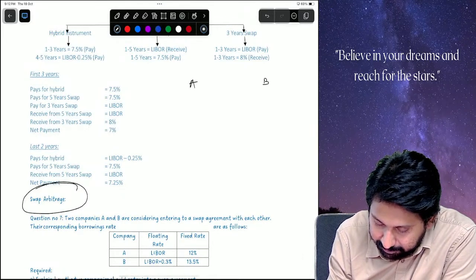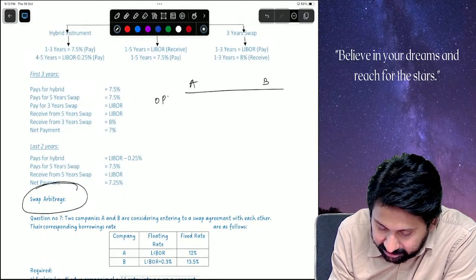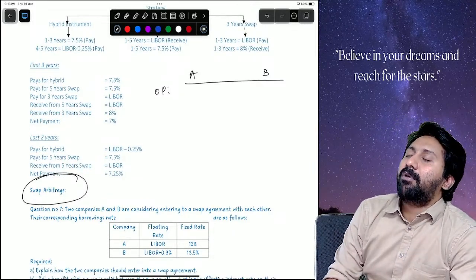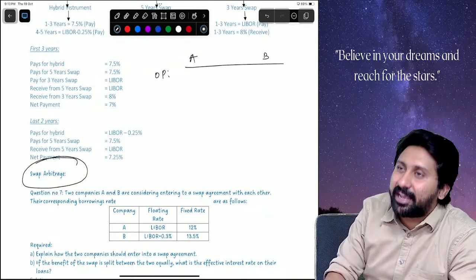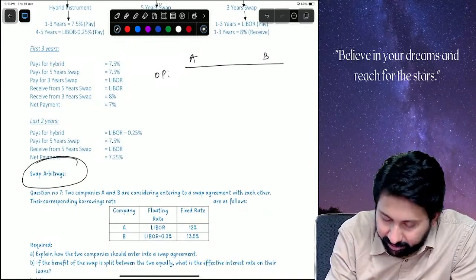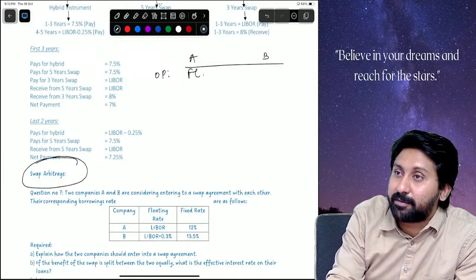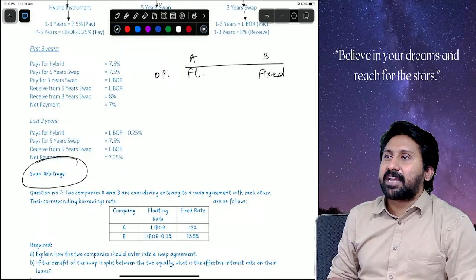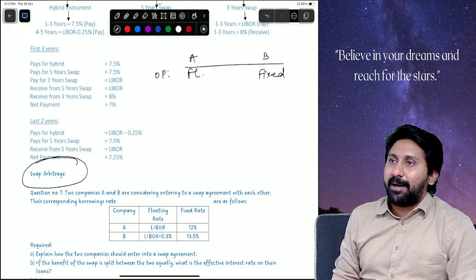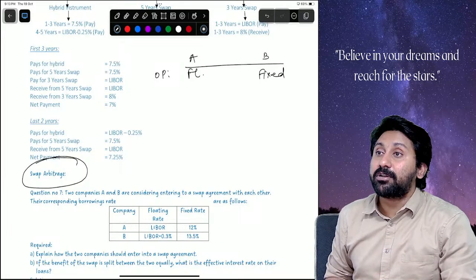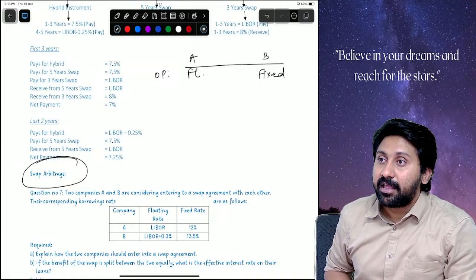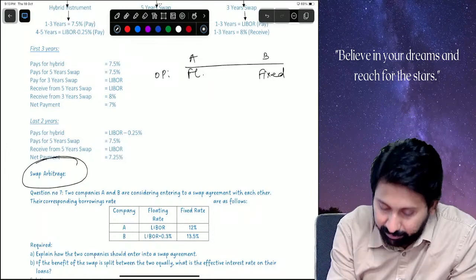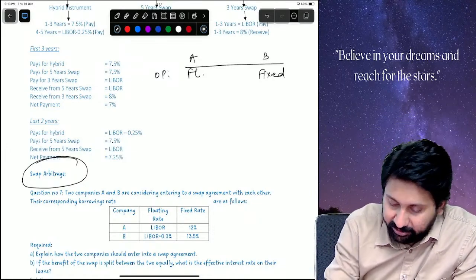A, B. What is the original position A wanted to take? Floating or fixed? Floating. What is the original position B wanted to take? Fixed. Why fixed? B is in high risk or low risk? High risk. If I take Libor, again that is uncertain. Will that add to the risk or negate the risk? Add to it. I don't want to take it. I go for fixed. Now tell me, A goes for?